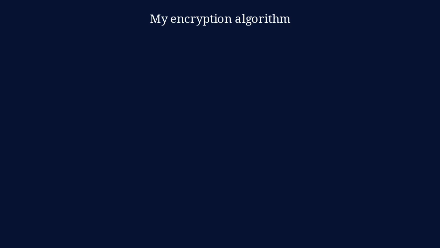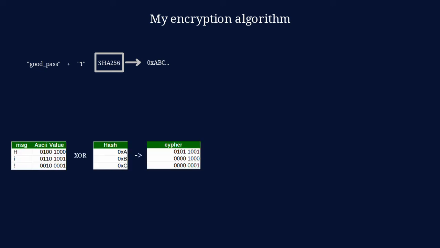Okay, so the next thing I'm going to share with you is my own encryption algorithm. This is an algorithm that I actually use for my own data. It is a variation on the one-time pad. So the way it works is you take a password, you concatenate the number 1 at the end of it, and then you take a hash of that. I use the SHA-256 hash. Then you get 32 bytes, and those 32 bytes substitute the random numbers that you would normally use in the one-time pad algorithm.